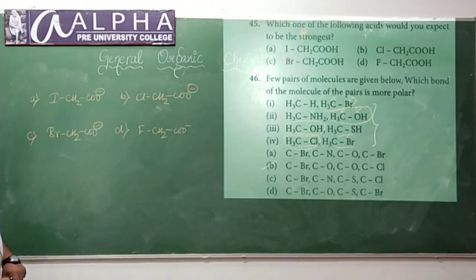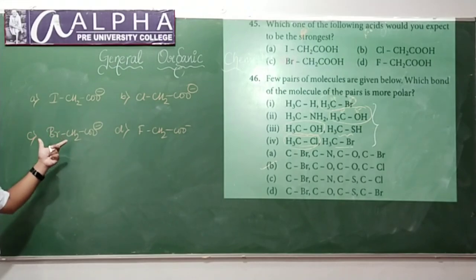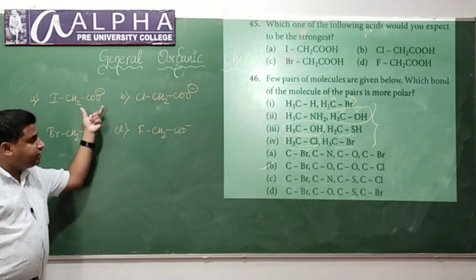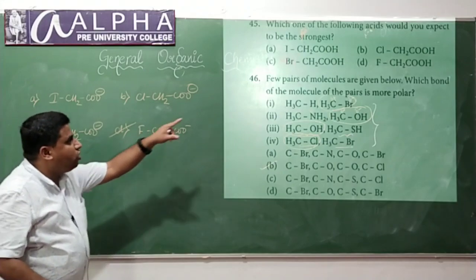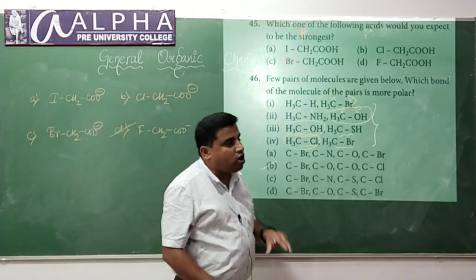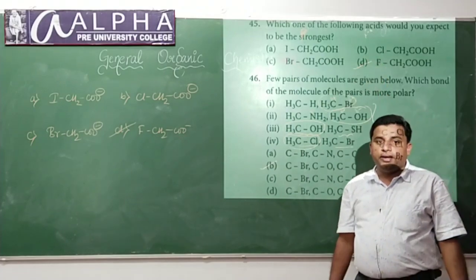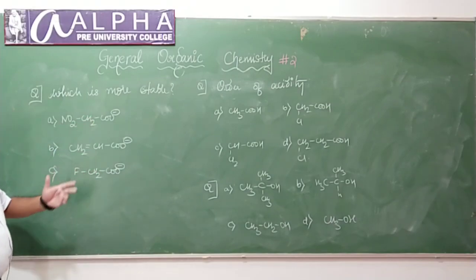So when do you say an acid is going to be a strong acid? An acid is going to be a strong acid if its anion is more stable. Out of these anions, which anion is more stable? We know this anion is more stable. Therefore, fluoroacetic acid is going to be a strong acid. Hence, what is the correct option? It is option D. Okay? Yes. Guys, we have one more question.